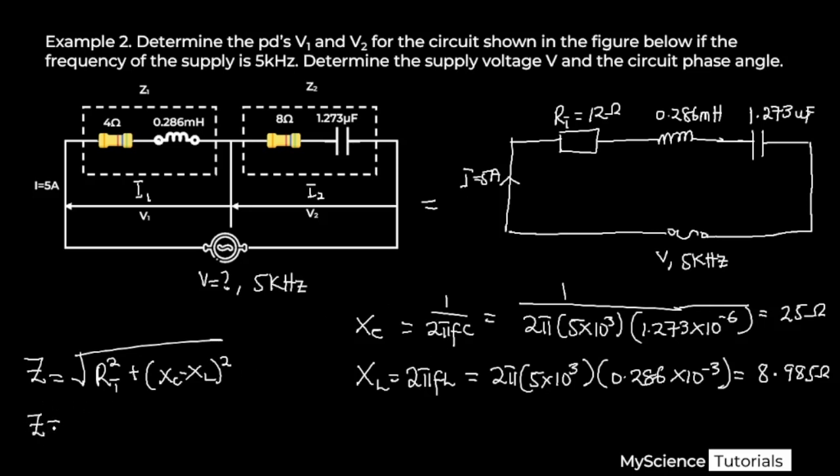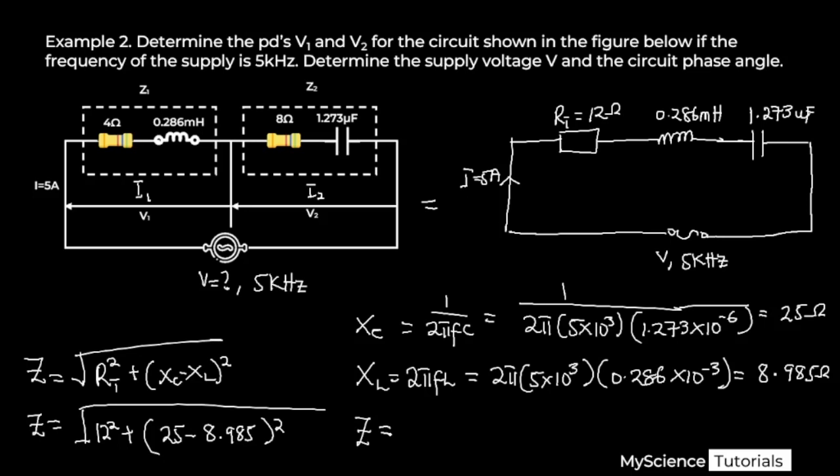So our impedance will now be equal to the root of resistor squared here, which is going to be 12 squared, plus our XC, which is 25, minus our XL, which is 8.985, all squared. So if we compute everything here into our calculator, our impedance Z is going to be equal to 20.01 ohms. So this is our impedance for this entire circuit.